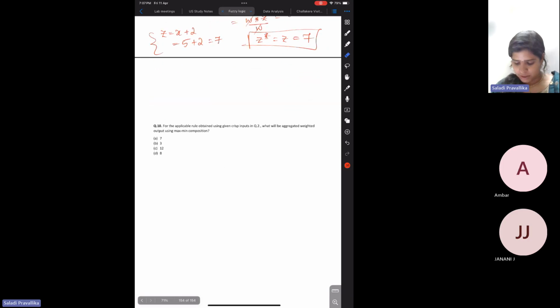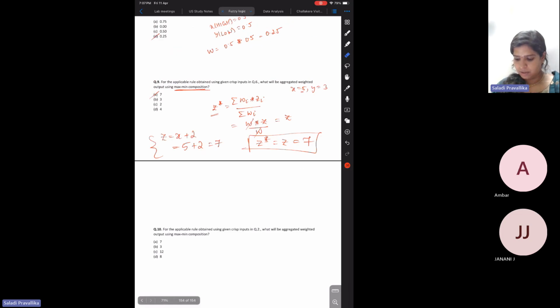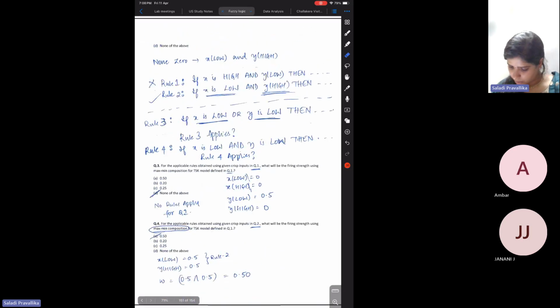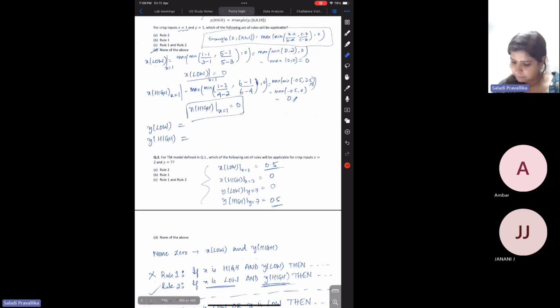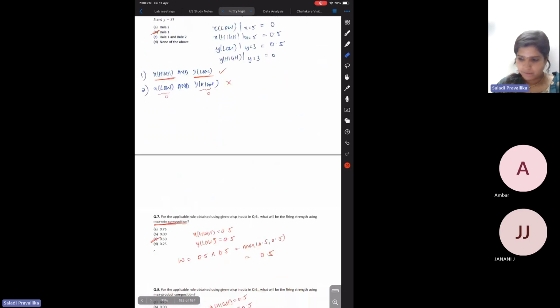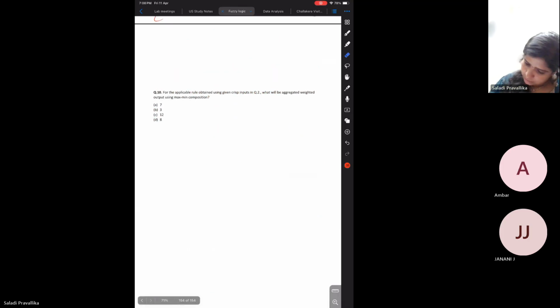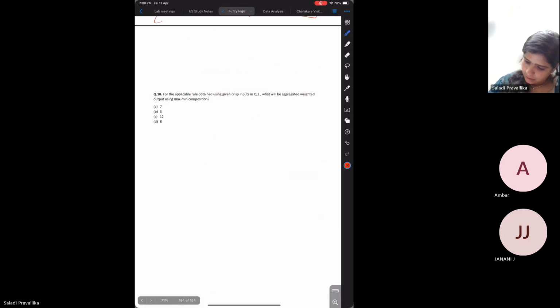So the last question. For the applicable rule obtained using crisp input values in Q2, what will be the aggregated weight output using max min composition? Okay, let's look at Q2. What are the values we have? X equal to 2 and Y equal to 7. Can you find the aggregated weights for this?